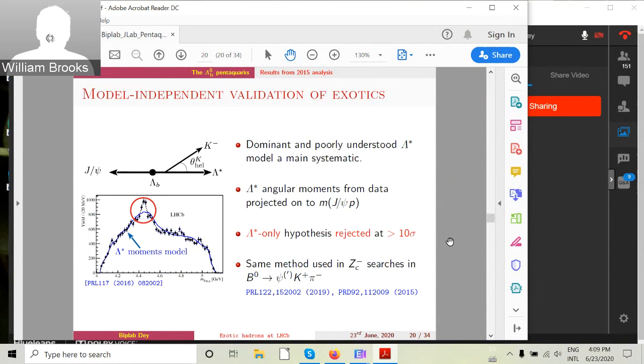Okay. Next question is from Adam. If you quote that PC4312 is a meson-baryon molecule, I suggest to also look at the analysis by JPAC of the PC4312 LHCb line shape model independent, which demonstrates that it is not a bound state but a virtual state.